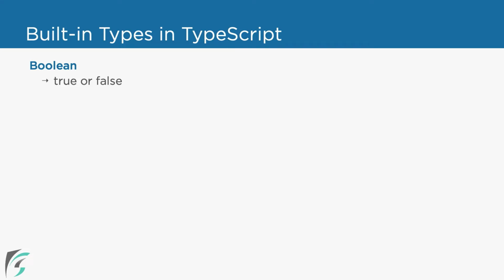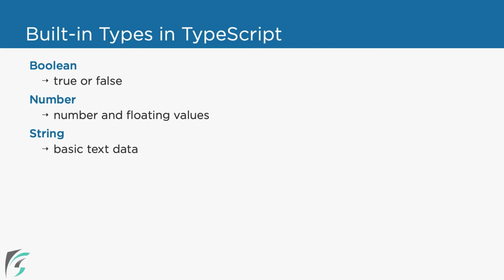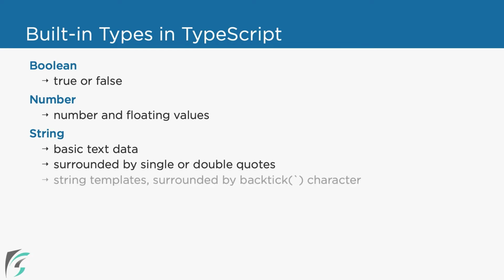TypeScript has Boolean type. These are simple true and false values. Next, we have number data type, which represents the number and floating point values, just like JavaScript. There is string data type, which supports basic text data. Same as in JavaScript, the string literals are surrounded either by single quote or double quote. TypeScript also supports the string templates, which are surrounded by the backtick character. We will see its use in the demo.